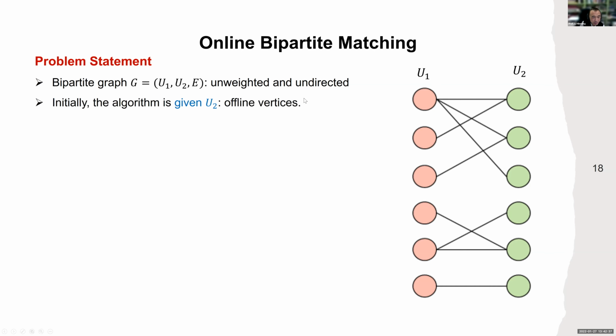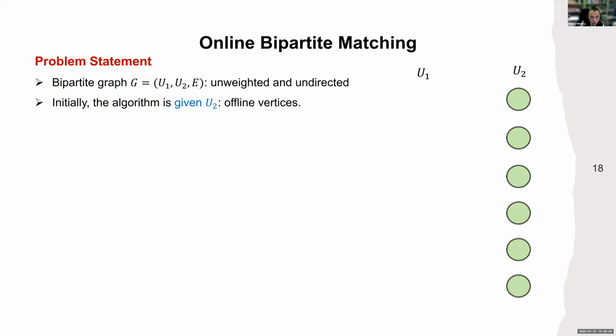Now online means that at the beginning, you only know U, the offline vertices. They are already known to you. For example, they are jobs. You have so many jobs to be allocated to applicants, but you don't have applicants yet. So you start with a matching without any edge, because there are no red vertices coming. So I just wait.